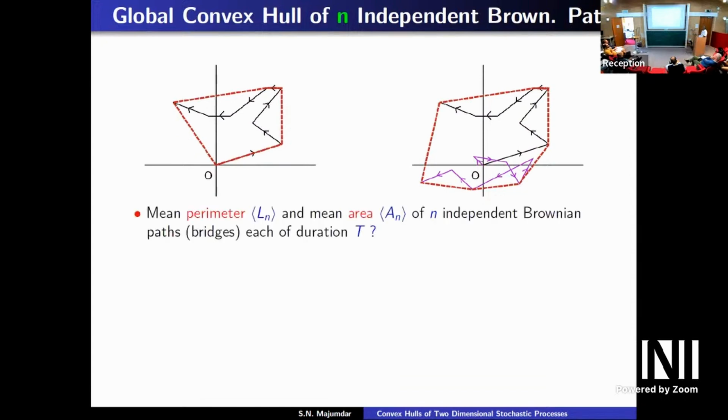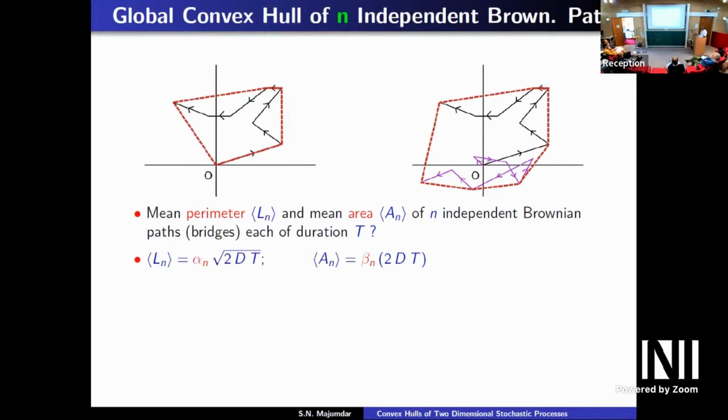Okay. So that's the question I want to address. That is, what's the mean perimeter Ln and mean area An of n independent Brownian paths, or Brownian bridges, each of duration t? So again, the time dependence is quite trivial. It will always be square root of t because of diffusion. But I want to know the dependence on n, the animal population basically. How does it grow?